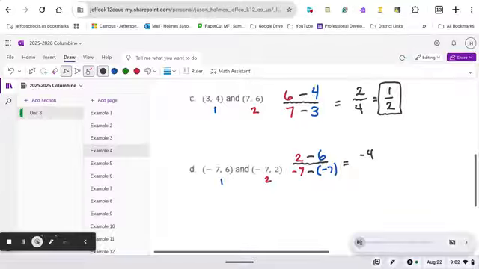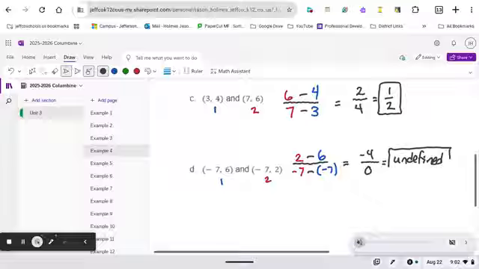On the bottom, if you want to use Desmos to figure this out, you can. But negative 7 minus negative 7, you can think of minus a negative as being a plus. So this would be negative 7 plus 7, which is 0. And you can't divide anything by 0. So we would say that this is undefined.